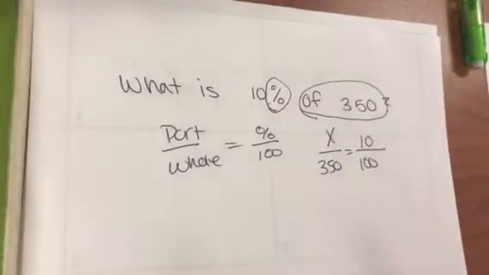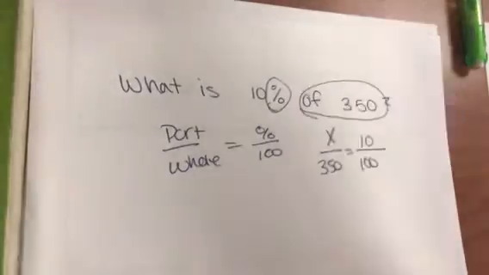Not no matter what, because percent increase and decrease is a little different, because you're comparing two percents. But whenever you're finding a percent of a number, or tax or discount, the percent sign always goes over 100.